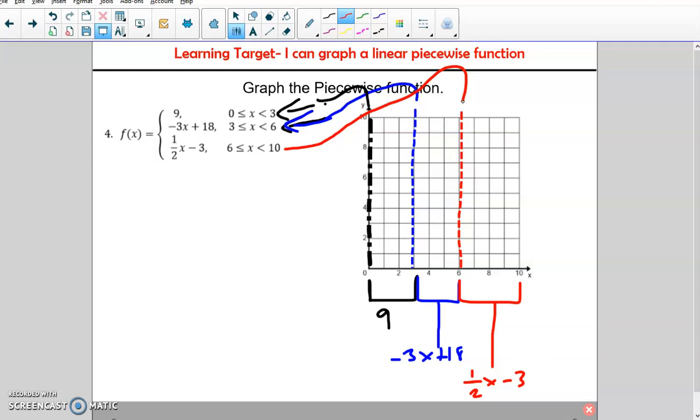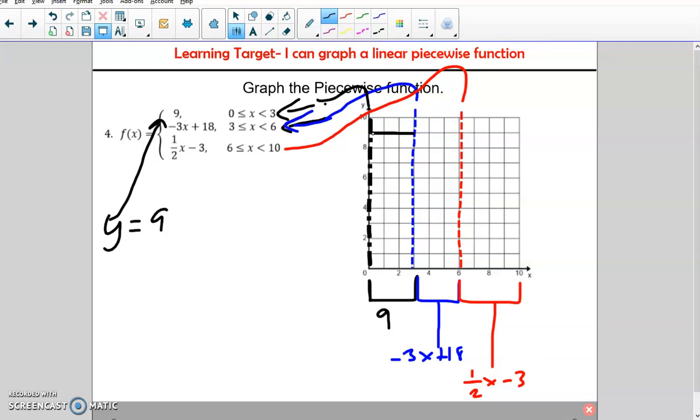Okay, so for the first part of it, everything between 0 and 3, also including the 0, we have a very simple case. We saw this on the last slide. We have y equals 9, or f of x equals 9. And so we've just got a steady horizontal line going through y equals 9. On this graph, let's use the black part of it to represent that. So this is just 9 there.